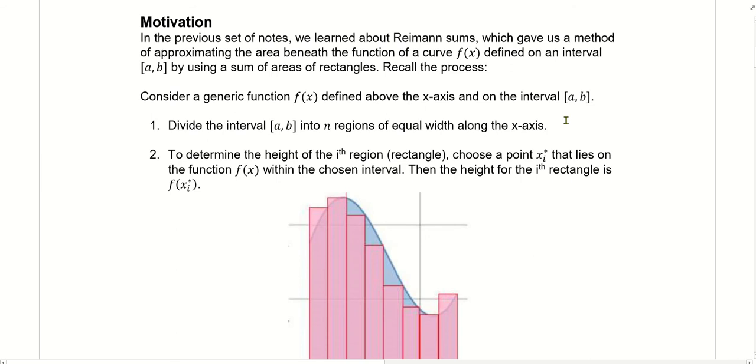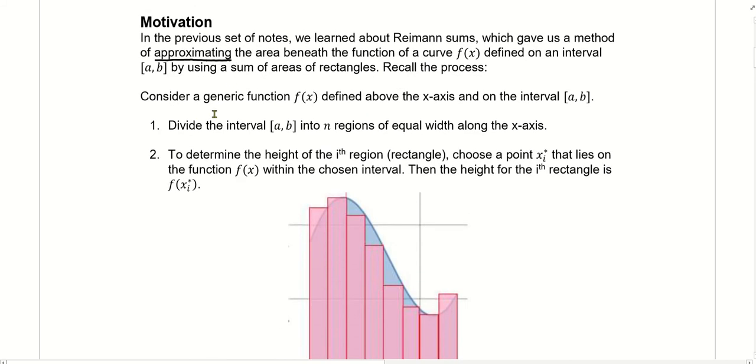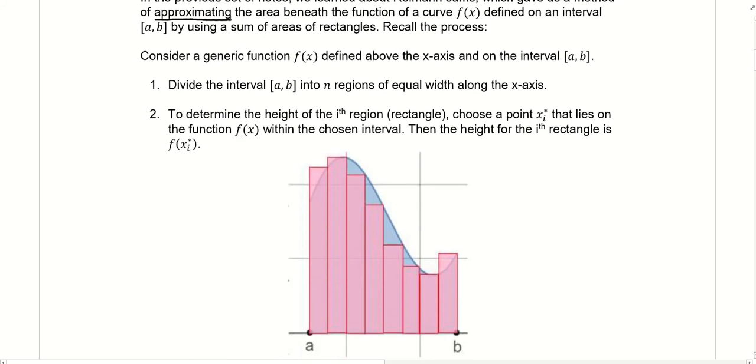So let's go back to our Riemann sums. As we saw in the previous set of notes, the Riemann sum method gives us a way of approximating the area beneath the function of a curve defined on an interval by using a sum of areas of rectangles. So essentially, just to recall the idea, we take our generic function here that I've got a picture of, we divide the x-axis on the interval from a to b into n regions of equal width. Remember that this gave us the width of our rectangles.